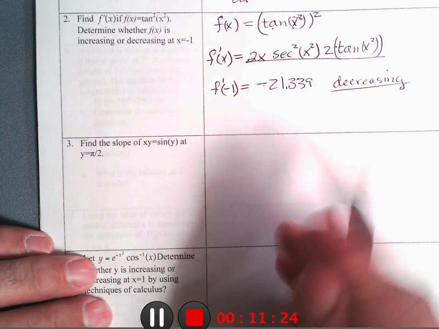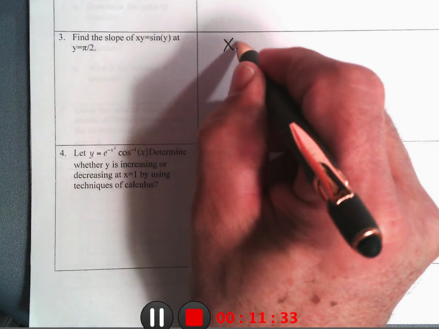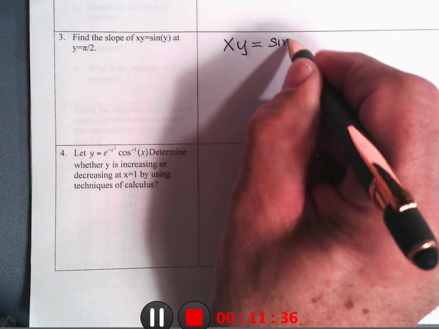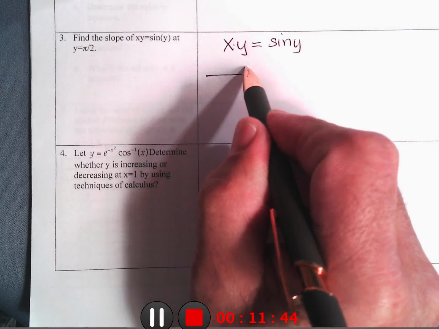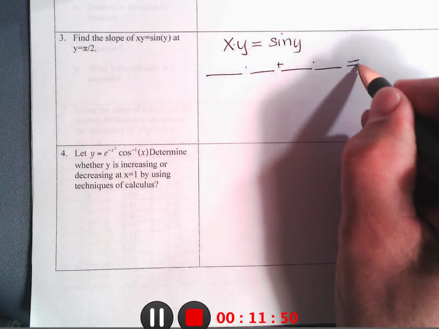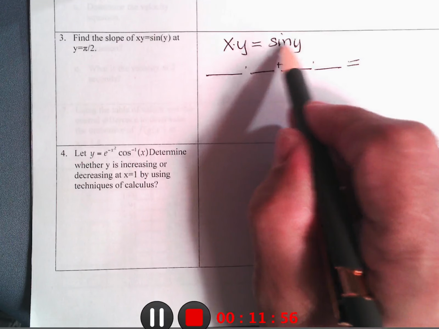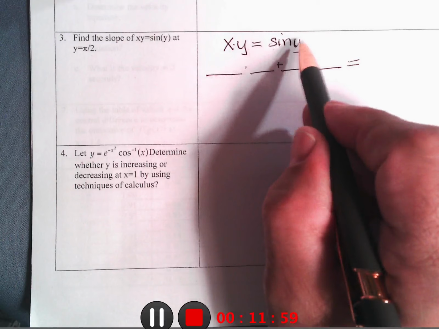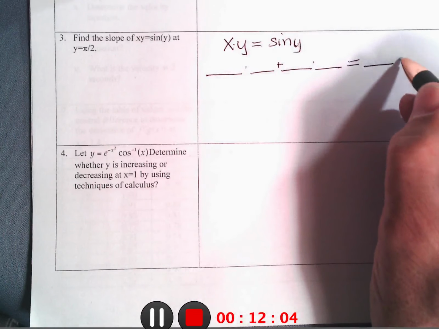Number 3. This one requires implicit differentiation. So we have x y equals sine of y. So here we have a product, so we have to do the product rule. Equals, over here we have just sine of y. But that's a function inside a function. It's not sine of x, it's sine of y. So we have chain rule. So we've got the derivative of the inside times the bigger picture.